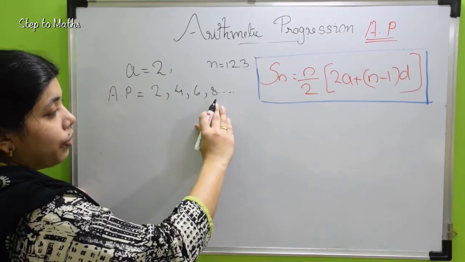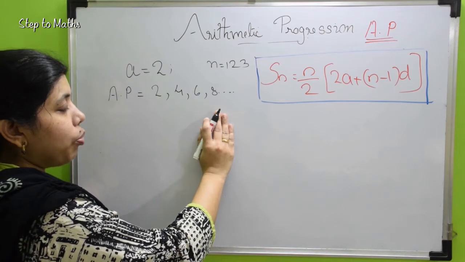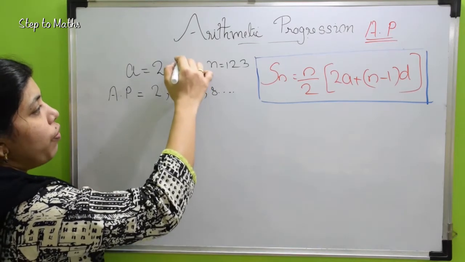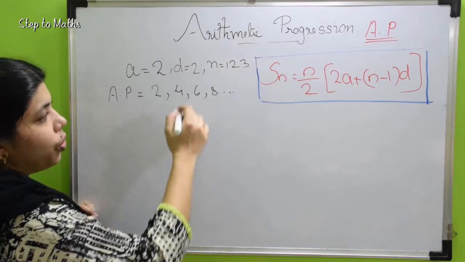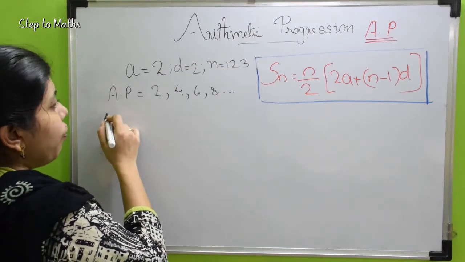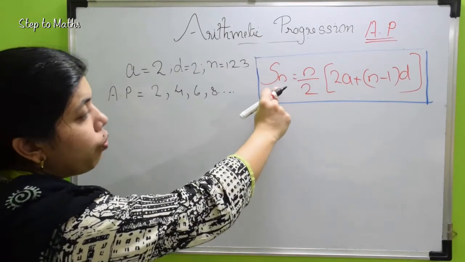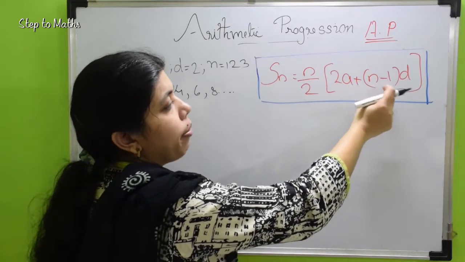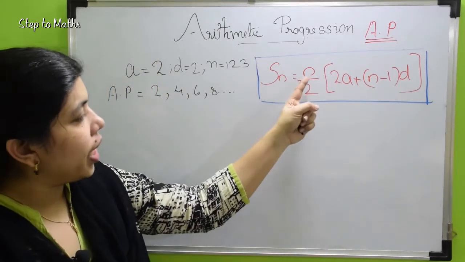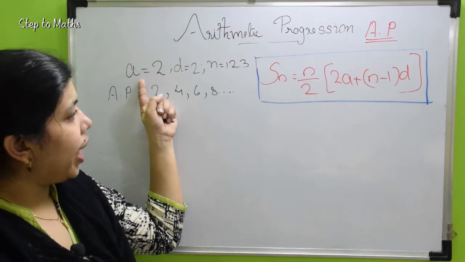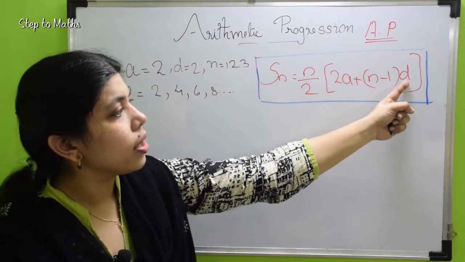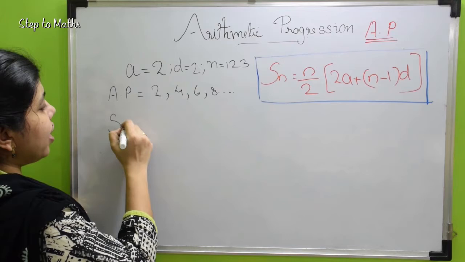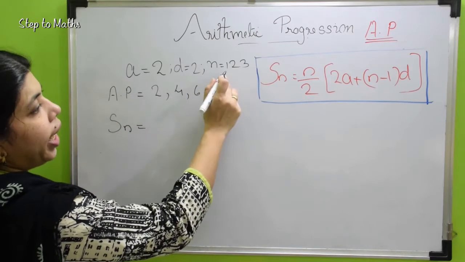The numbers are in arithmetic progression, and since they are even numbers, the value of d is also equal to 2. The formula for the sum of the first n numbers is n upon 2 into 2a plus n minus 1 into d. Here n is 123, a is 2, d is also 2. Now substitute.